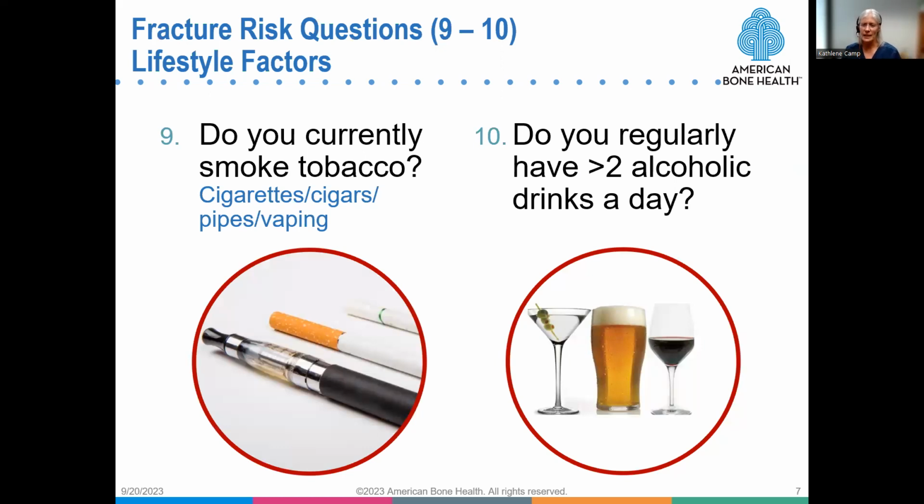Now, questions 9 and 10 look at some lifestyle factors that affect your fracture risk, but can be changed. The two big ones are smoking and vaping and excessive alcohol consumption. Now, with smoking and vaping, there is a direct relationship between tobacco and decreased bone density, whether it's the smoking or the other risk factors of smokers.